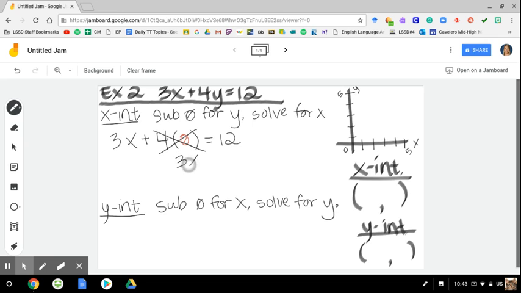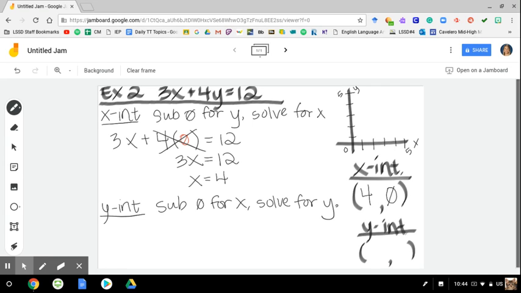So I'm going to rewrite that. 3x equals 12. Now you divide 3 on each side. So you get x equals 4. Now we're going to write our x-intercept as x value is 4, and we substituted the y for 0, so that's our y value. So when you want an x-intercept, your y value is always 0.